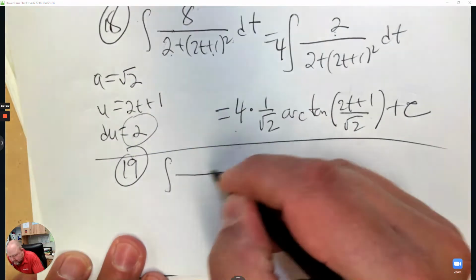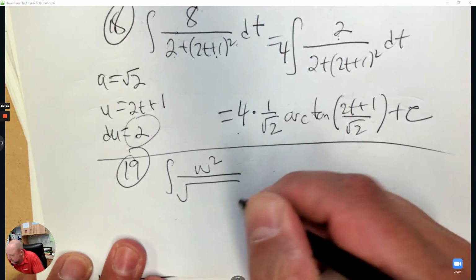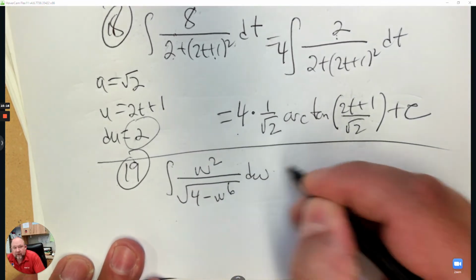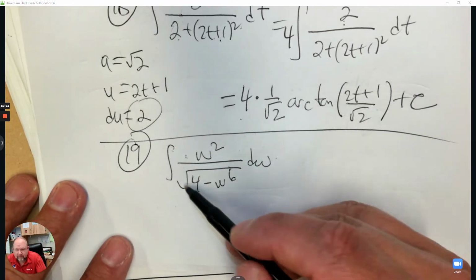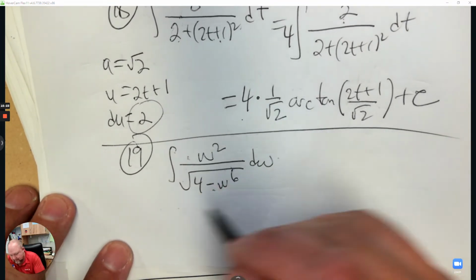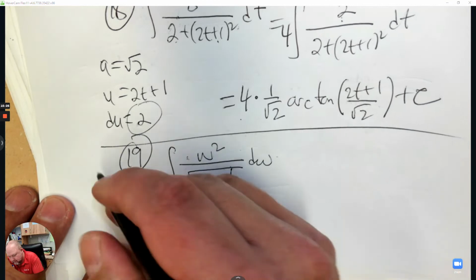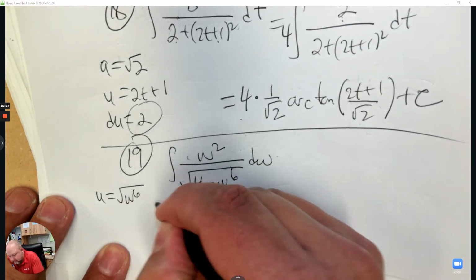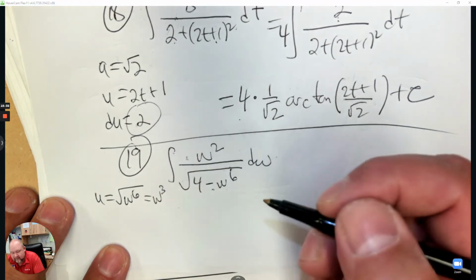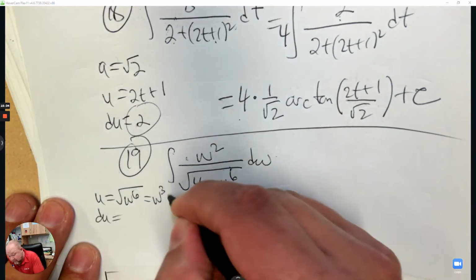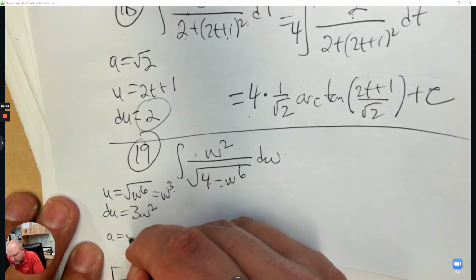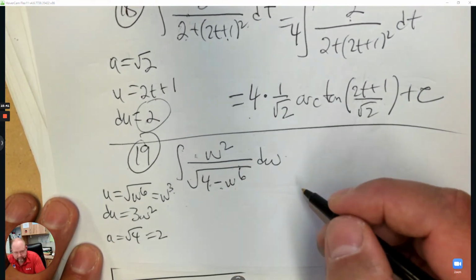We're going to integrate w squared, the square root of 4 subtract w to the 6th. So when I look at this, I see arc sine because of the square root and subtracting, and then I want to see if I can make this work. So u is the square root of w to the 6th. When you square root an exponent, you divide it by 2. So it's really w to the 3. When I take the derivative of that, it's 3w squared. A is the square root of 4, which is 2.